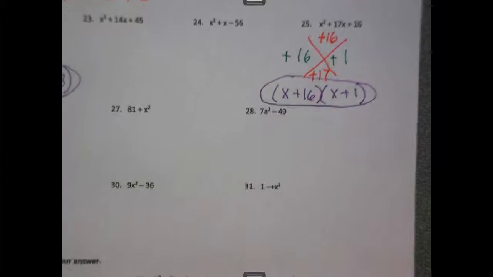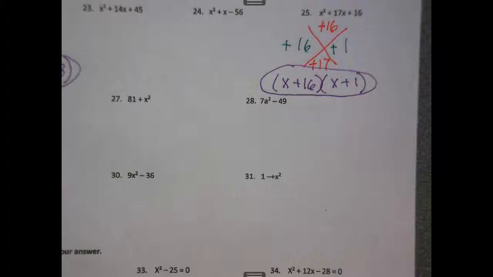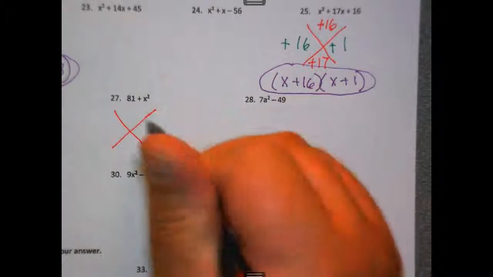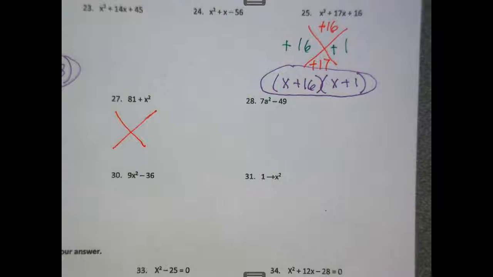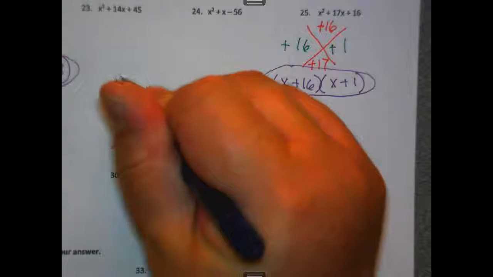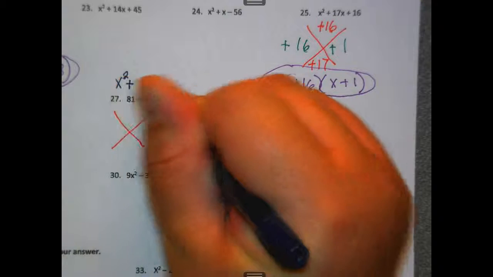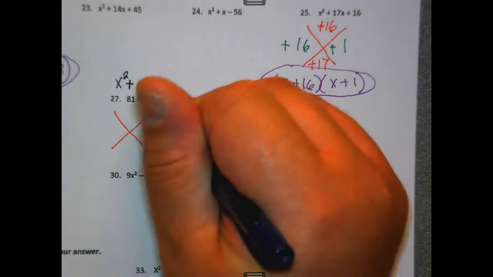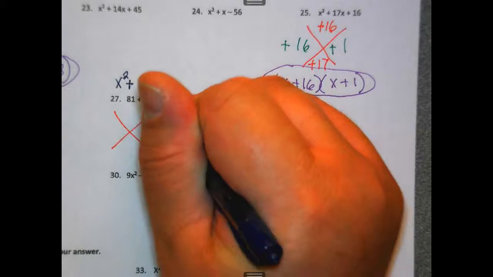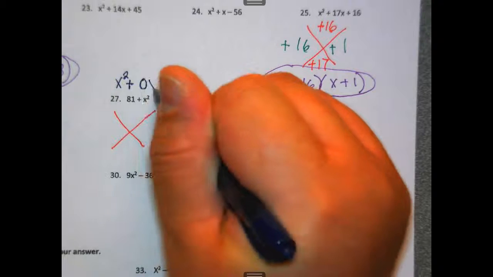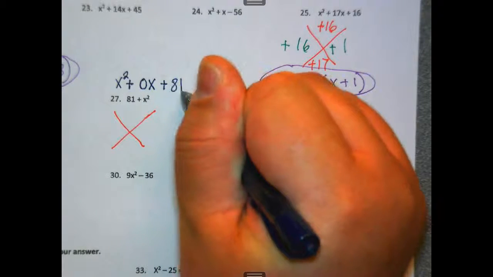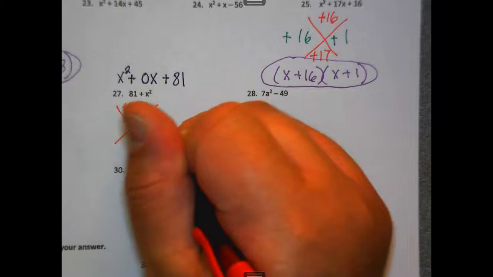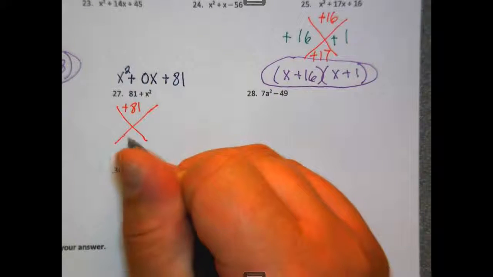Number 27. Okay, what's my c? Now this is backwards. If it helps, put it in standard form. X squared plus, what's my x to the first term? It's not showing, so my coefficient must be 0. Plus 81. So my c is positive 81. My b is 0.